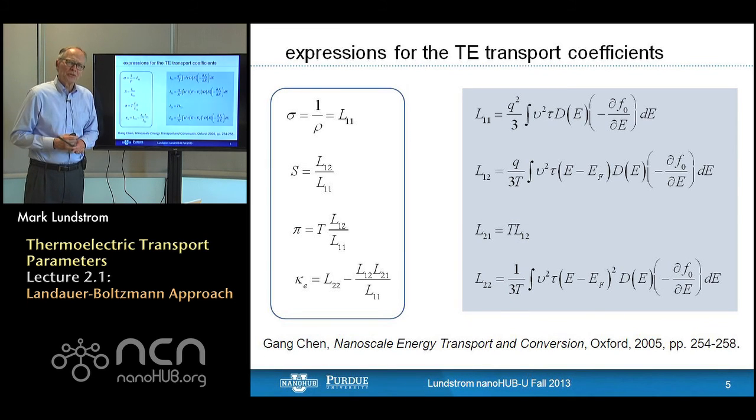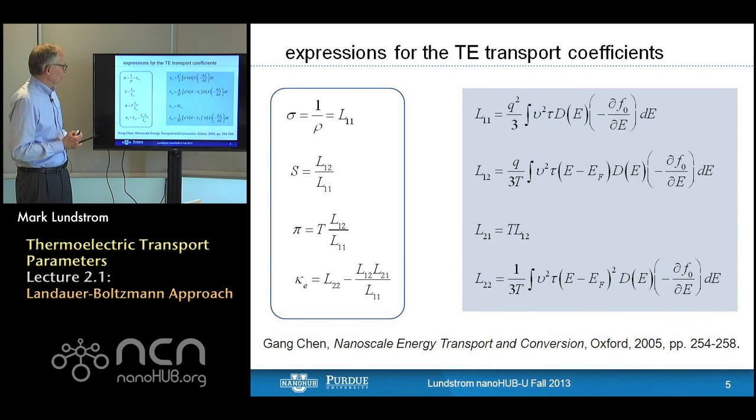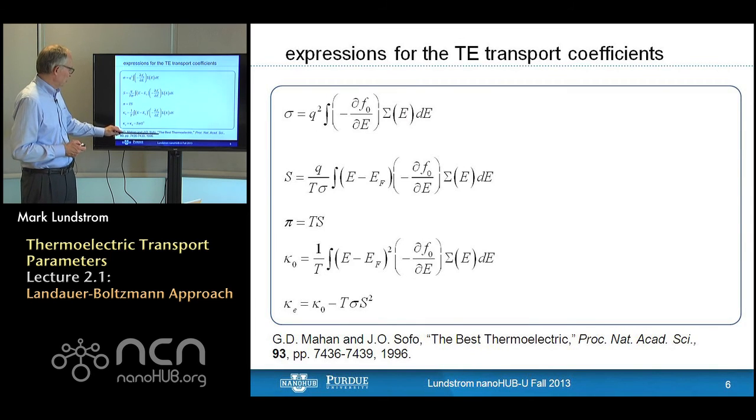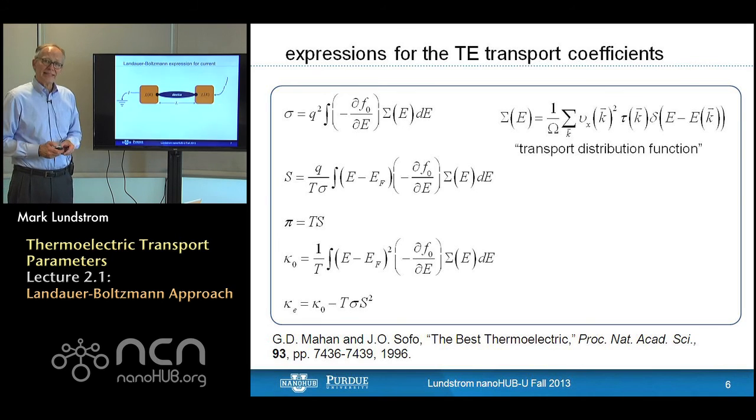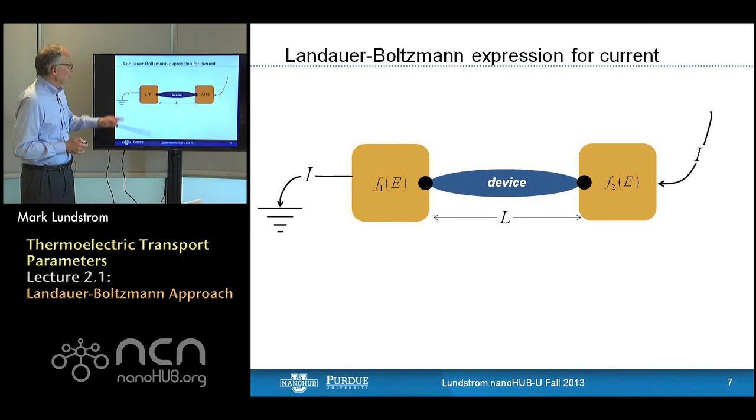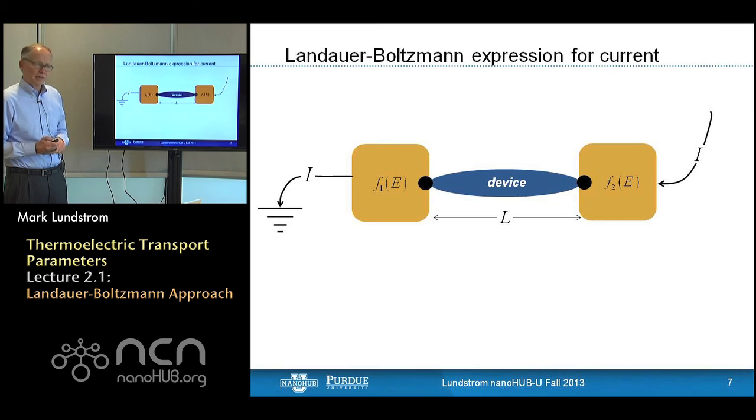Now, if you look in textbooks, you see many different ways of writing these transport coefficients. Most of them look a little bit complicated. So here's one way of writing them that you can find in Gang Chen's recent book. Here's another way of writing them that you can find in this famous paper by Mahan and Sofo. We're going to be looking at this particular expression, but they're all equivalent in the end. And we're going to be trying to develop an understanding for where these equations come from, an understanding for what this transport distribution is, and we're going to be doing that using this Landauer-Boltzmann expression for the current.